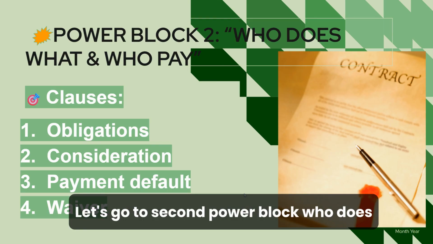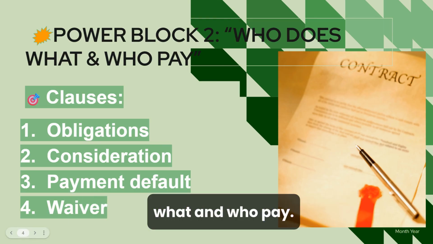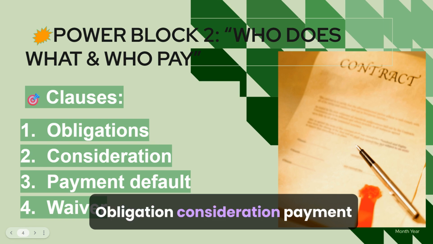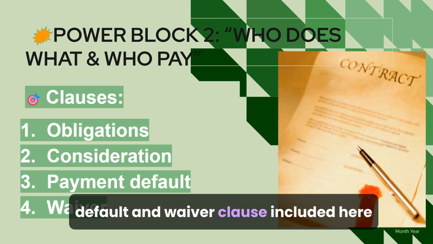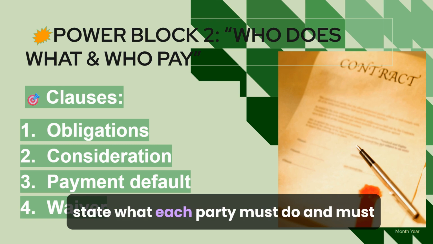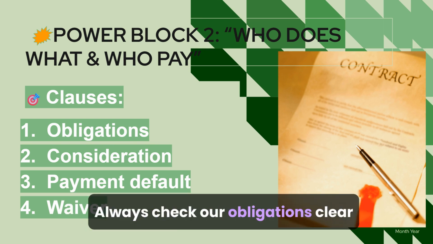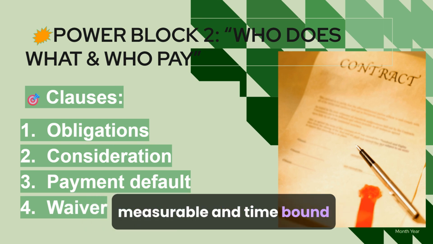Let's go to the second power block: who does what and who pays. Obligation, consideration, payment default, and waiver clauses are included here. Obligation is the heart of a contract. It clearly states what each party must do and must not do. Always check: are obligations clear, measurable, and time bound?